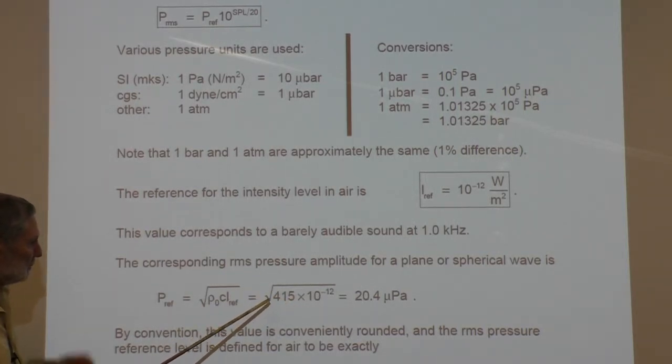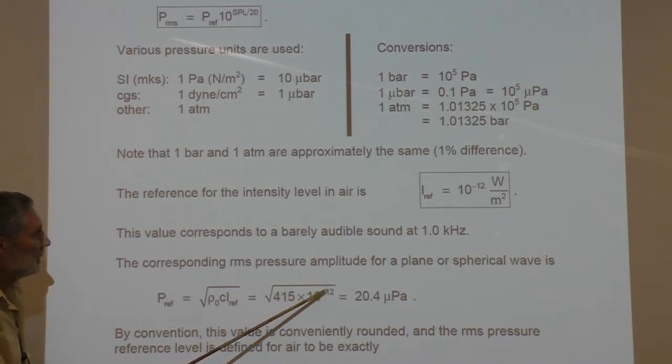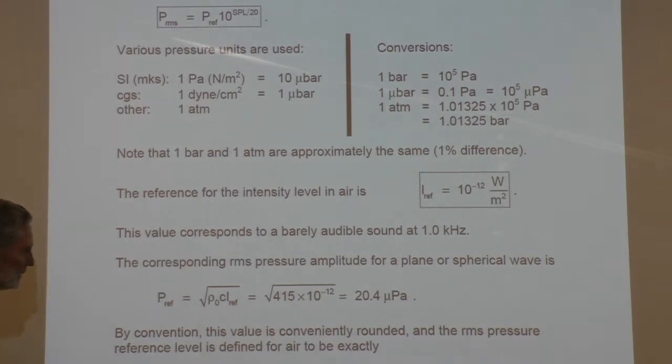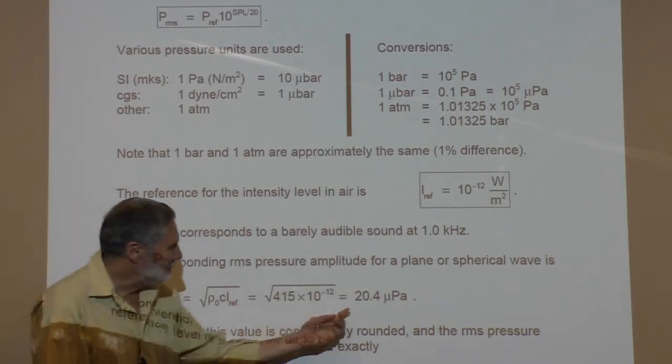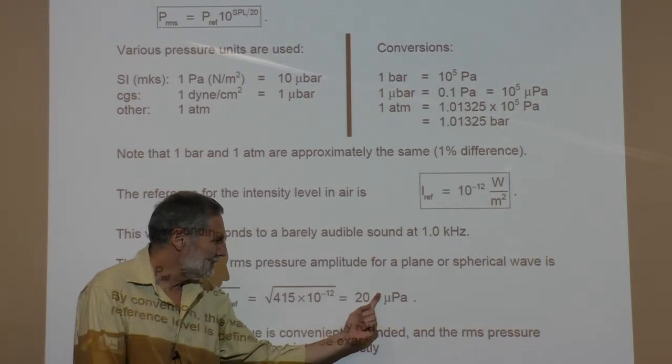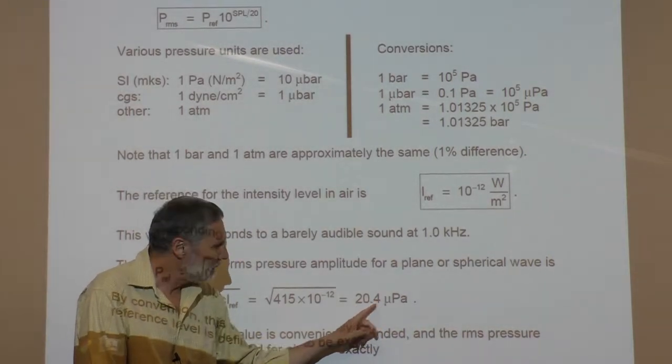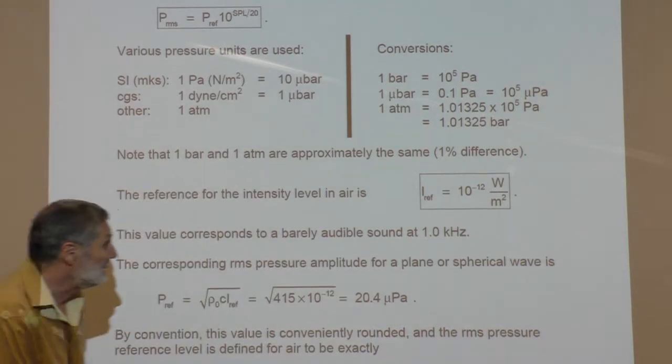So we take the impedance, 415 in SI units, multiply by this reference level, 10 to the minus 12, take the square root, and we get, to 3 figures, 20.4 micropascal. All right, so here's what happened. I don't know when this happened, mid-century in the 1900s, but people started to drop, for convenience, this 20. They dropped the 0.4.